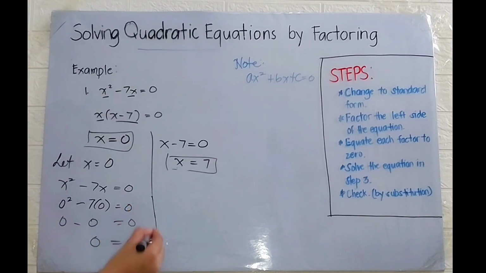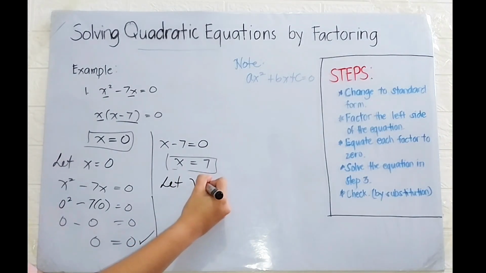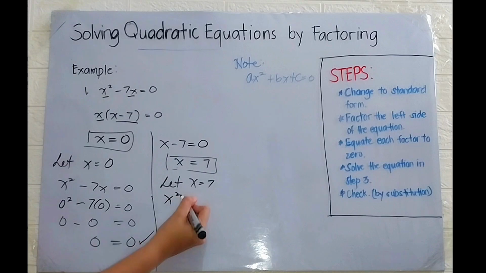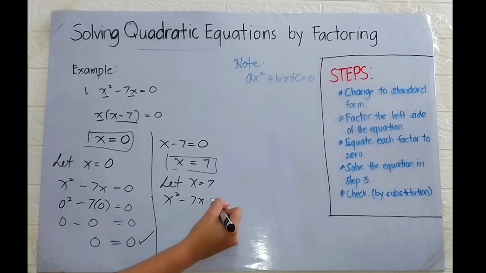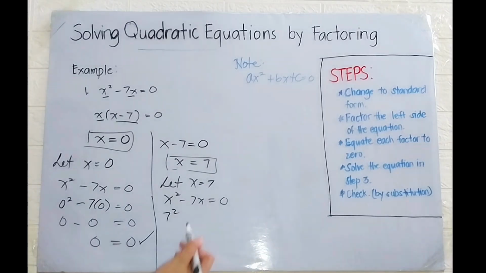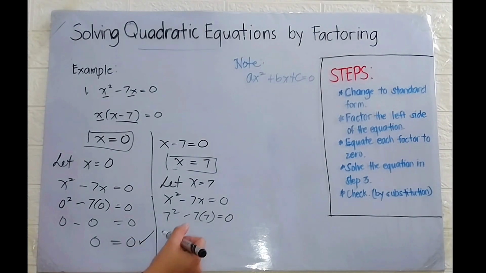So let's check the x is equals to 7. So let x is equals to 7. Get the original equation. x squared minus 7x is equals to 0. Substitute the 7. 7 squared minus 7 times 7 is equals to 0. What is 7 squared? 49.